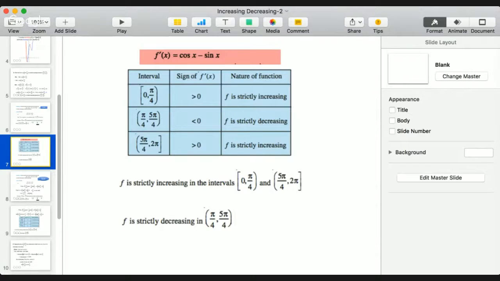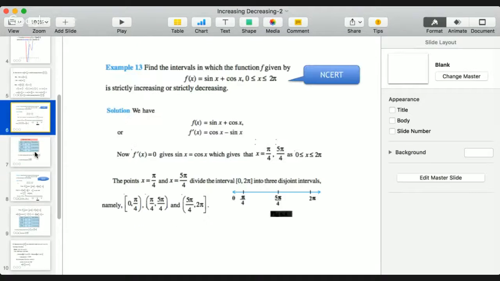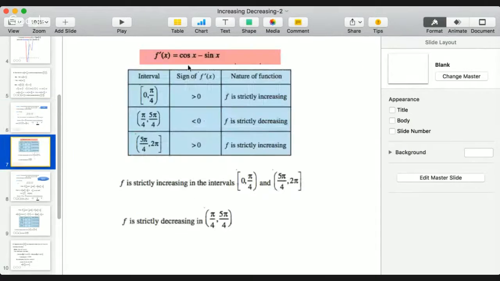Now when we see it in the tabular form, we need to be careful about which quadrant we are in in order to assign the sign of the differentiated function. Between 0 and pi by 4, cos x is always greater than sin x, so that will give us a positive value. Between pi by 4 and pi by 2, sin x becomes greater than cos x, so that gives us a negative value.